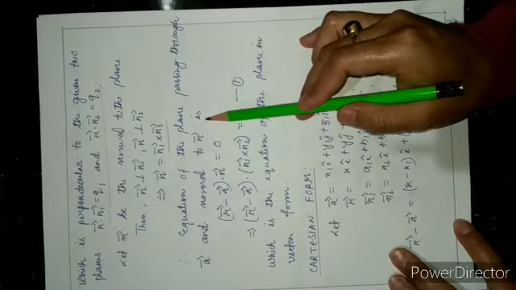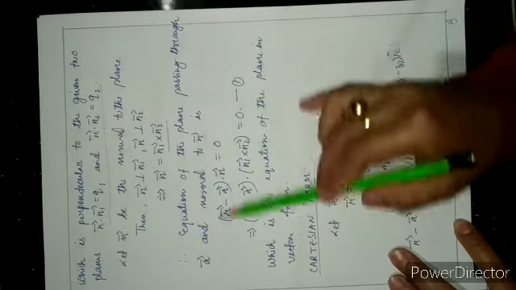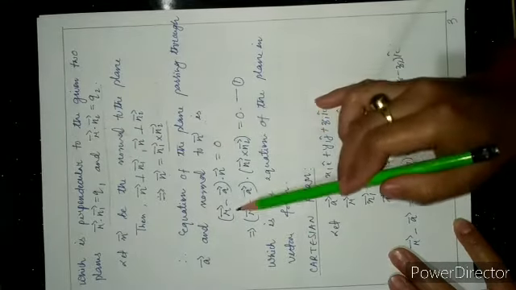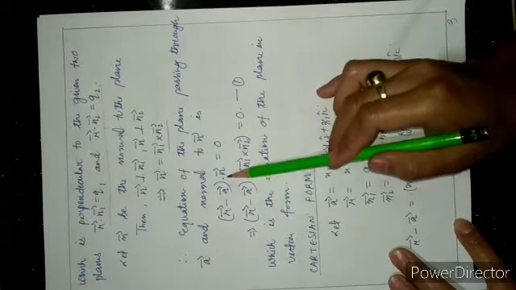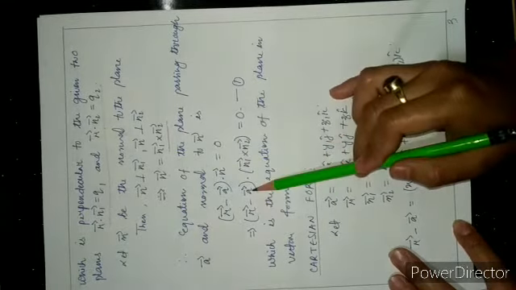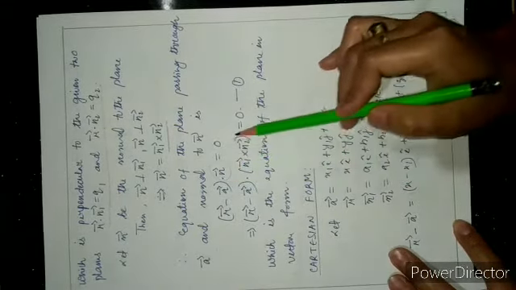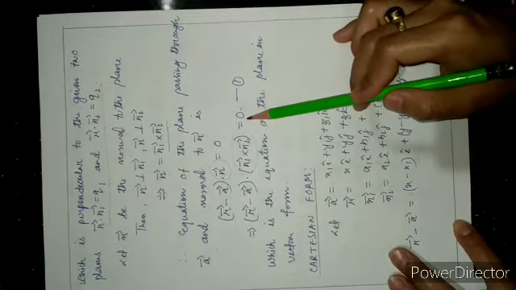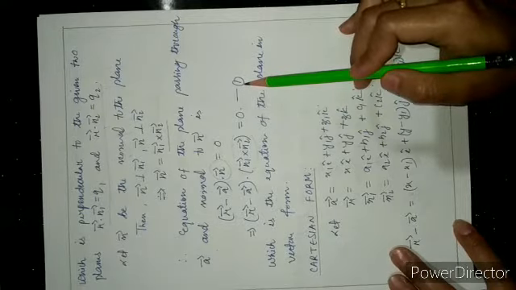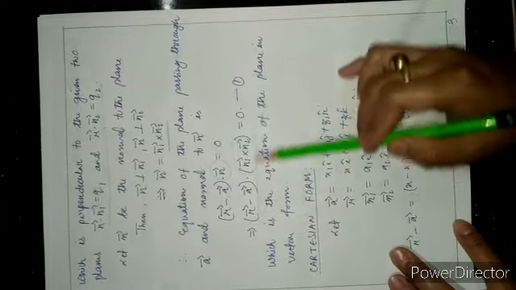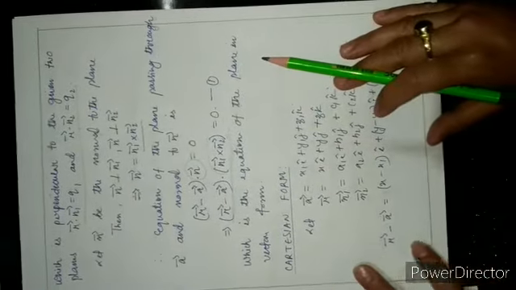Equation of the plane passing through a vector and normal to n vector is r vector minus a vector dot n vector is equal to 0. Replacing this n vector by n1 vector cross n2 vector: r vector minus a vector dot n1 vector cross n2 vector is equal to 0. Equation number 1, which is the equation of the plane in vector form.